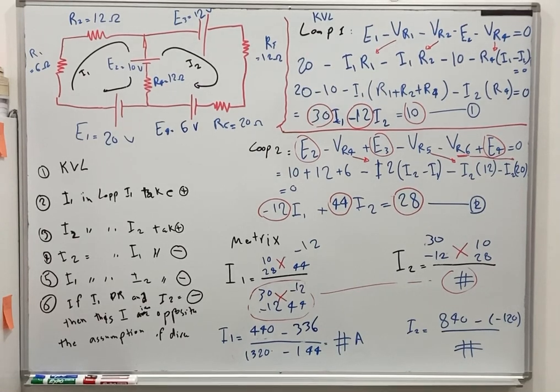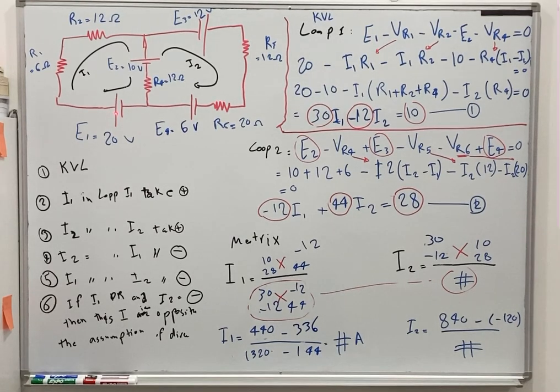In loop 1 we will apply KVL. So this E1 minus VR1 minus VR2 minus E2 minus VR3 equals 0. Why is E1 positive while E2 is negative? Because we are always going clockwise. If the battery is in the same direction as the clockwise direction, it will be positive, while if it's reversed, counterclockwise like this E2, it will be negative. That's why E2 is negative. All this equals 0, and this is what you call the KVL.